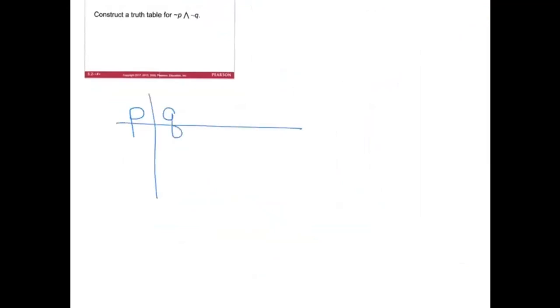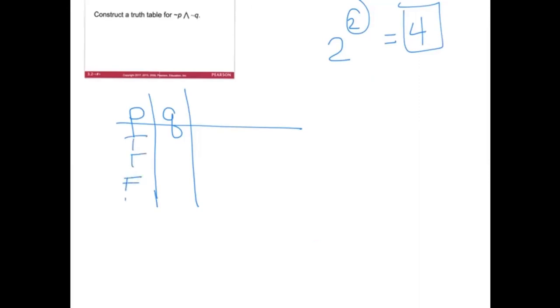If you have a compound statement that has two items in it, there's 4 different ways you can answer the question. One way you can figure that out, you can take 2 raised to the number of statements that you have. Since we have 2 statements, we'll take 2 to the 2nd power. There's going to be 4 different combinations for ways we can answer. So under the P column, we'll put true, true, false, false. And under the Q column, true, false, true, false. Now, we need to figure out what the negation of P is.